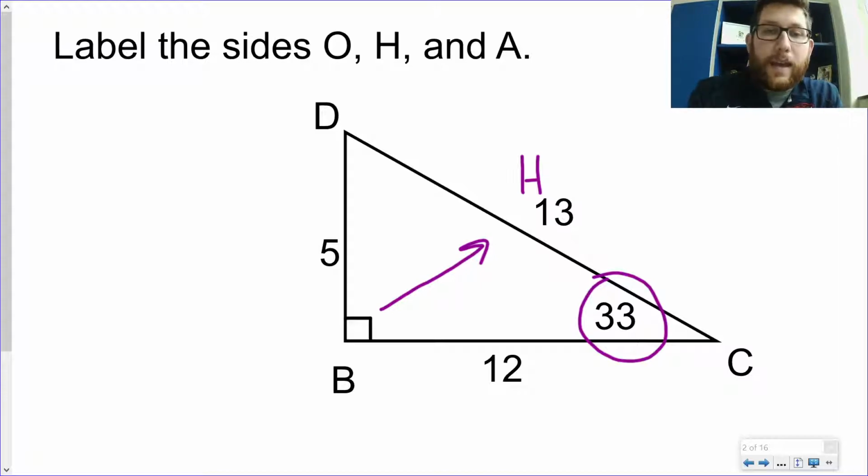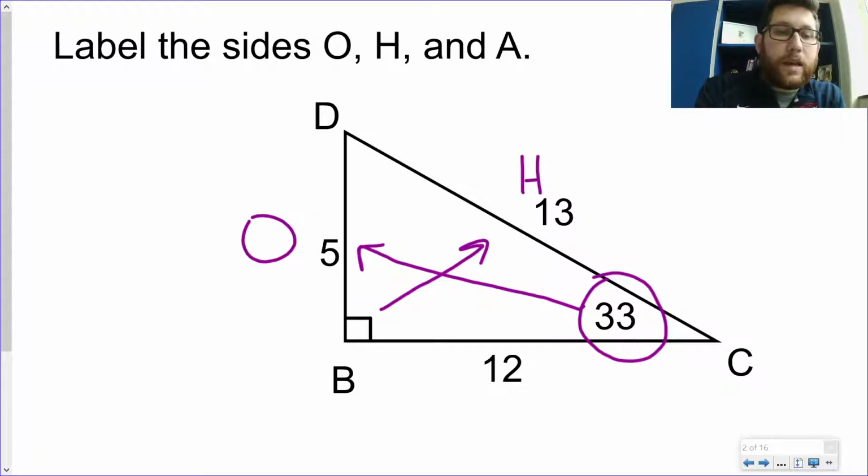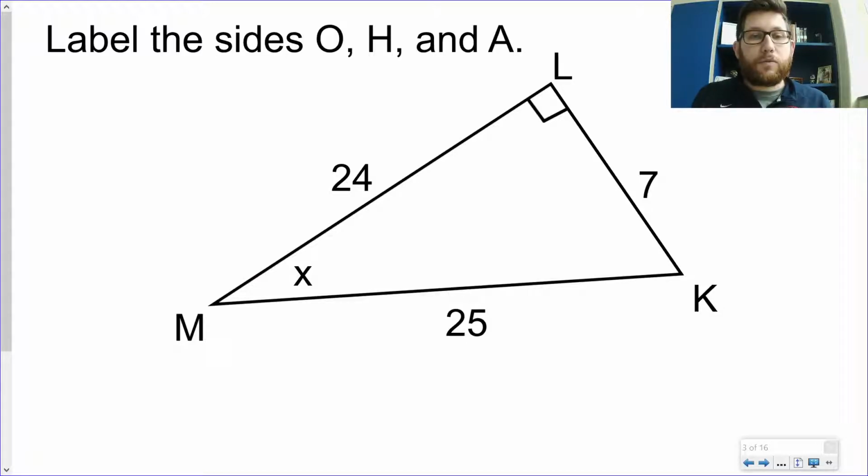I'm going to circle it, and then I'm going to go opposite the angle, and that's going to be my O side. And then the last side will be my A side. That's it. That's what we're doing for problems, okay? So let's walk through maybe two more of these, and we'll call it a day.